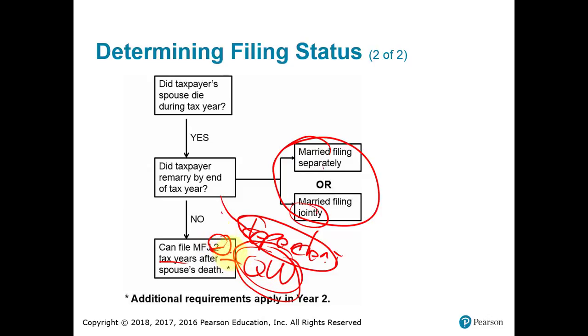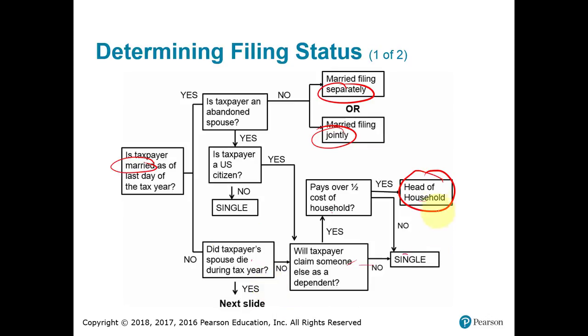Now, for the third year after the year of death, this qualifying widow filing status doesn't apply anymore, and you probably have to go back to maybe head of household. Remember, unmarried with a dependent child, paying for more than half of the household costs. Head of household versus the single, which is less desirable than head of household. So let me kind of illustrate this by giving an example over a time period.